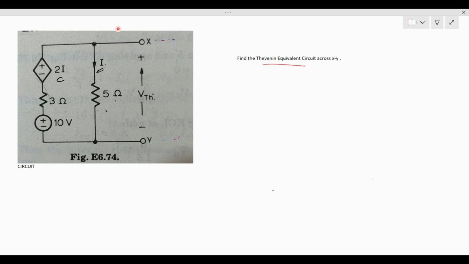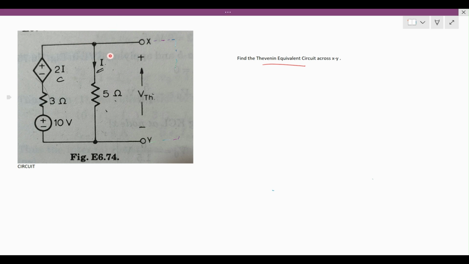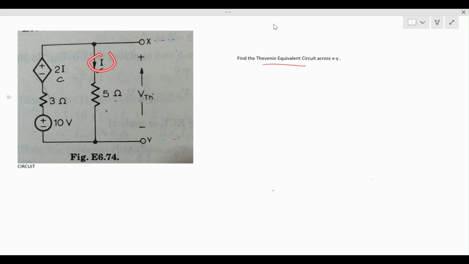So the potential across these two points will be the potential across this 5 ohm, right? If you place a voltmeter across X and Y, the potential will be equal to the potential across the 5 ohm. So we have to find the potential across the 5 ohm. For that we have to find I, right? We can just write the KVL around this loop, and we can find I, because I is the only unknown present here. We know the voltage source and two resistors, so we write KVL across this loop.